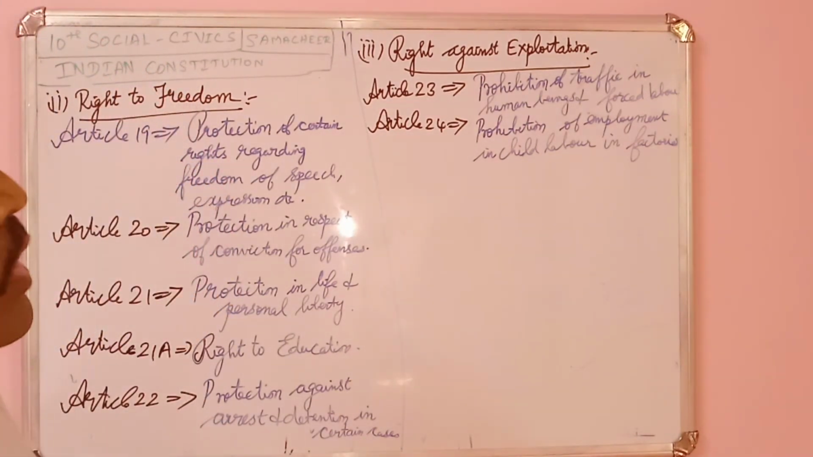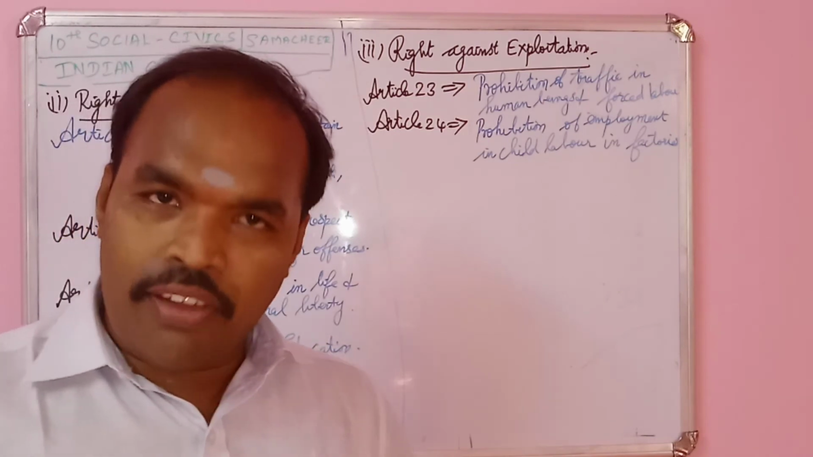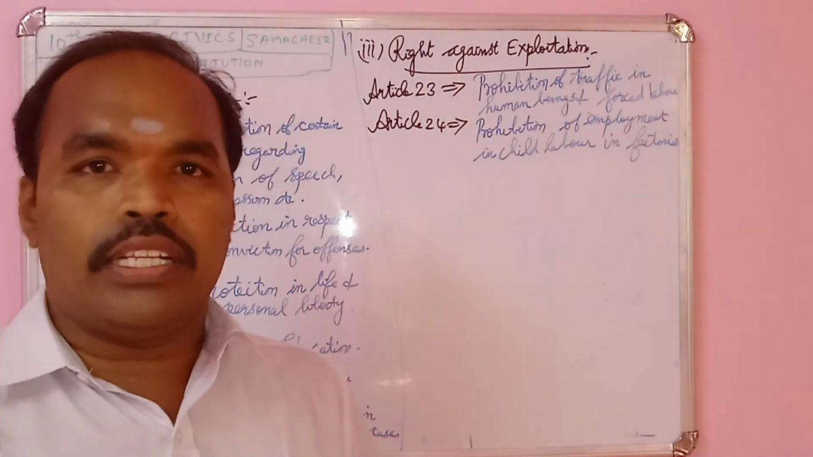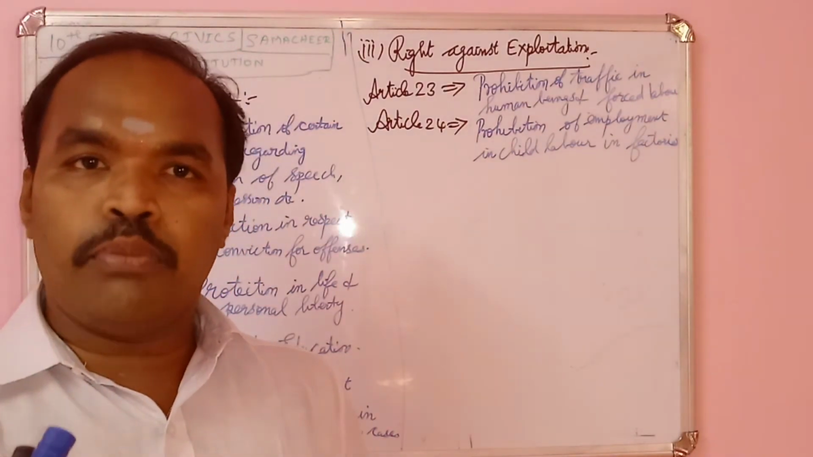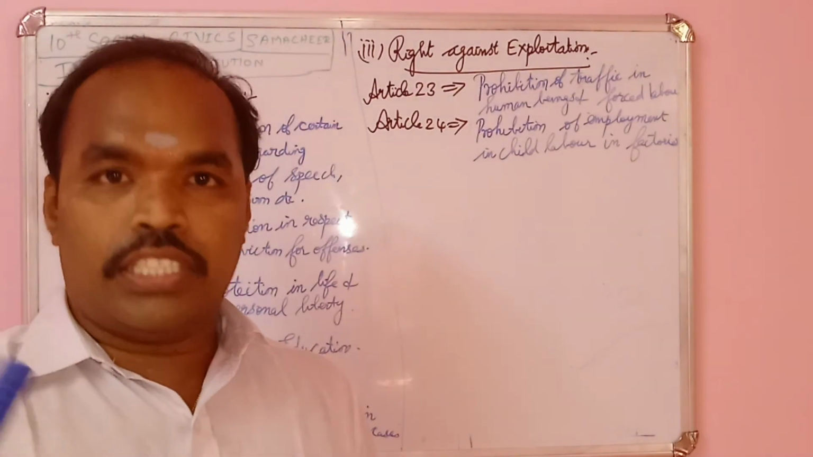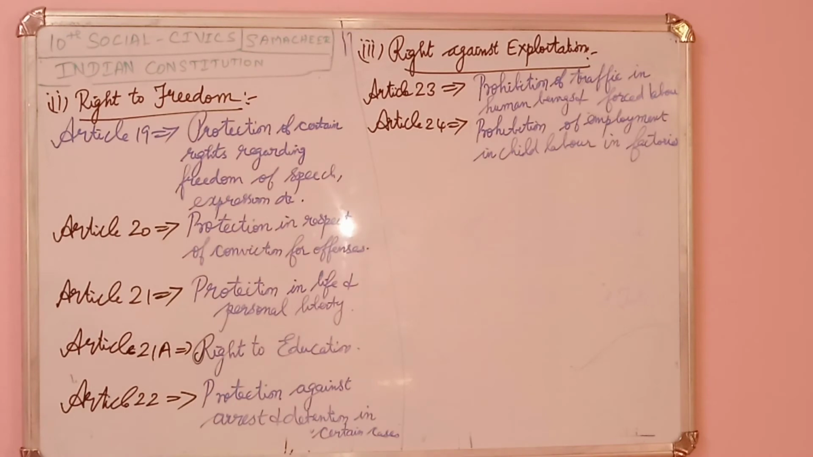The next is Article 24. Child labor is prohibited in factories, hotels, or any other industries or anywhere else. Prohibition has been enforced for child labor. This is what Article 24 is about. The next one is right to freedom of religion.